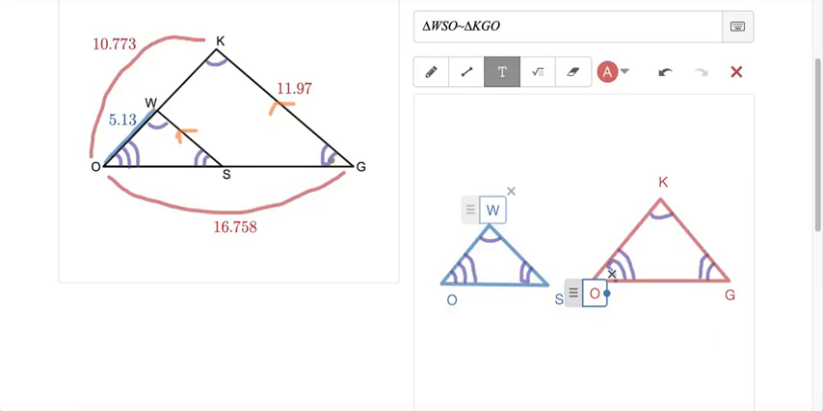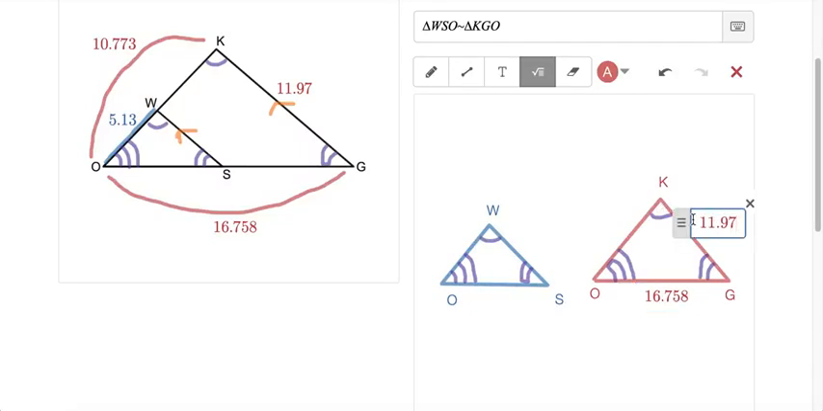Finally, we'll put numbers. From O to G is 16.758. And I'm not just putting this on the bottom here because it's on the bottom there. I'm putting it on the bottom because from the triple to the double is 16.758. From the double to the single is 11.97. And then from the single to the triple is 10.773.